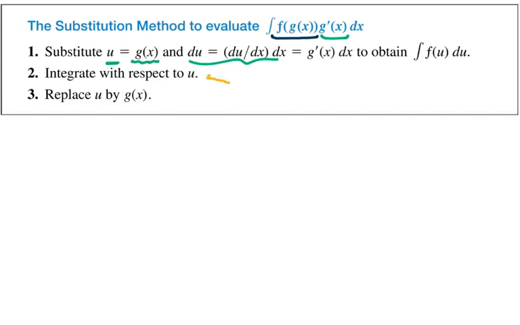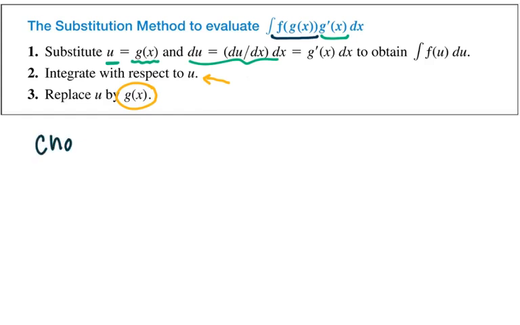Once we have everything in terms of u, then we can integrate it, and that u substitution makes it look simpler. So after we integrate, we just want to make sure we remember that we turn everything back into x. We want to put the x back in there because we started with x, we want to end with x. We're just using this u substitution as a mechanism to make our problem look easier.